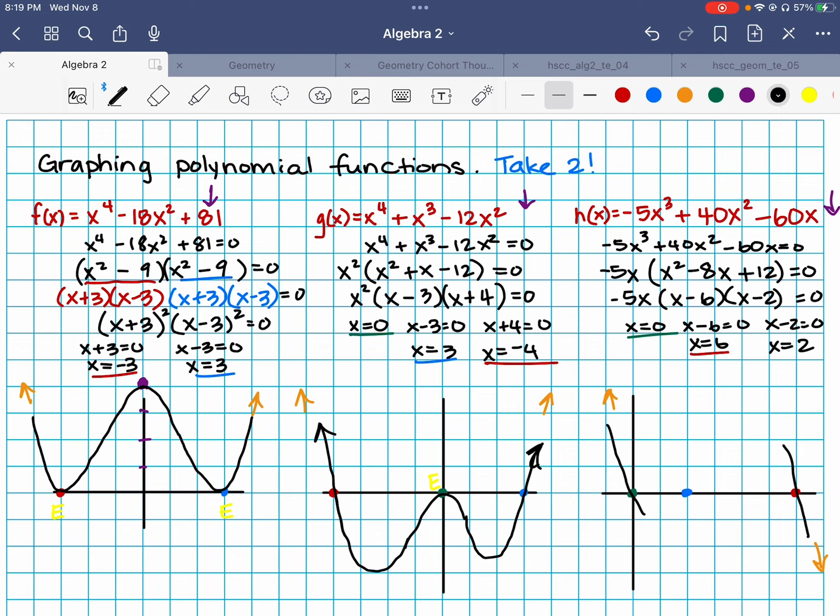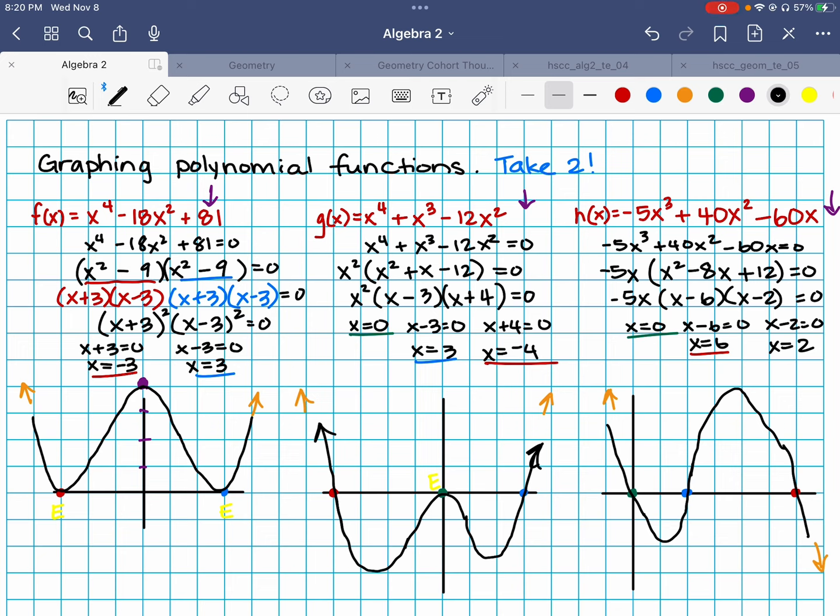So starting with our end behavior and going towards our points, and remembering, do we bounce off the point, not going through the x-axis because it's even, or do we go through the x-axis? Then you have to remember that you can't go up forever. You do have to come back around to get to the other x-intercepts. And this guy has to come back around, and then we connect them off. All right, there it is.